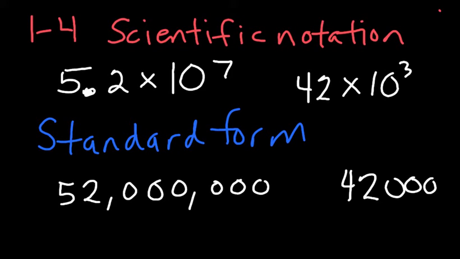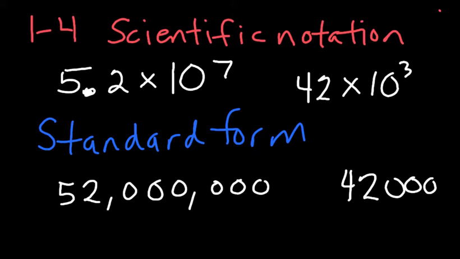This is scientific notation 1-4. Now, scientific notation is what scientists use to write really, really big numbers or really, really small numbers. And then standard form is how we write normal numbers. So, you can switch back and forth.